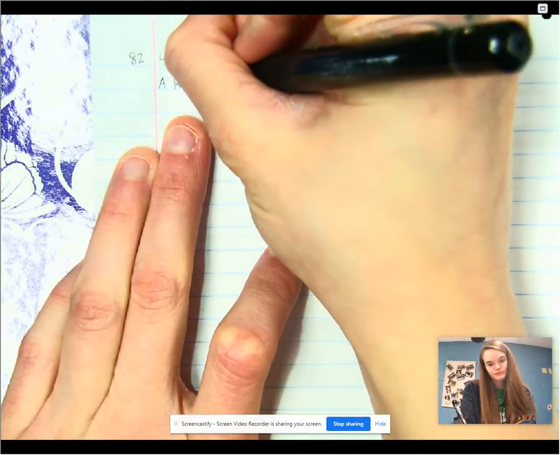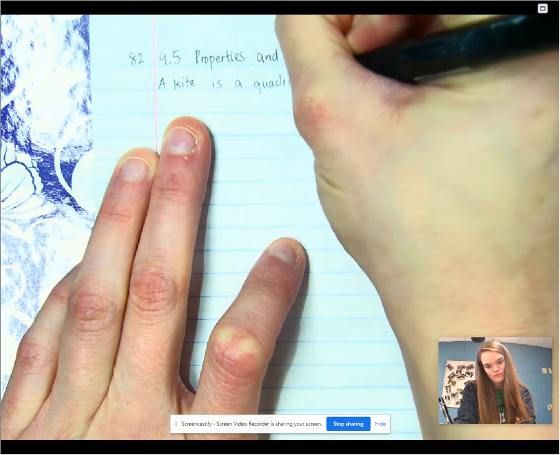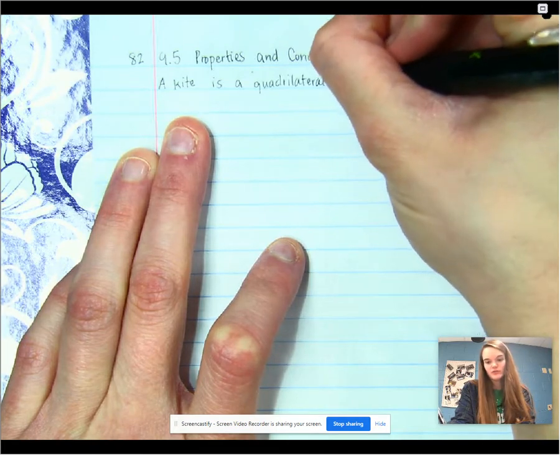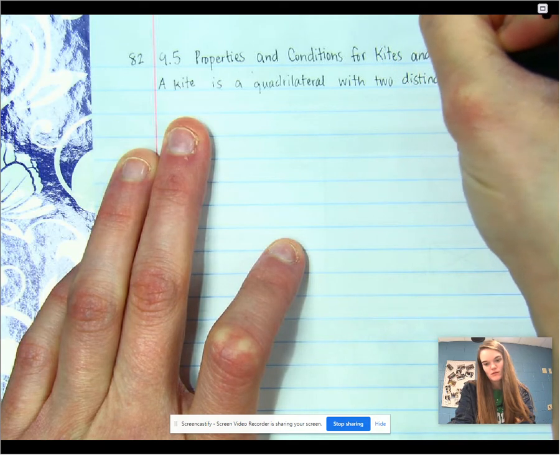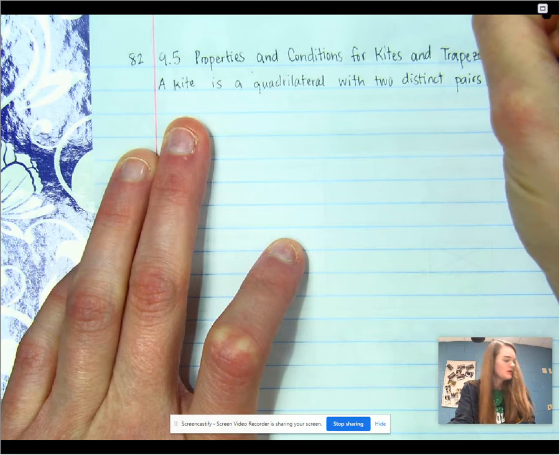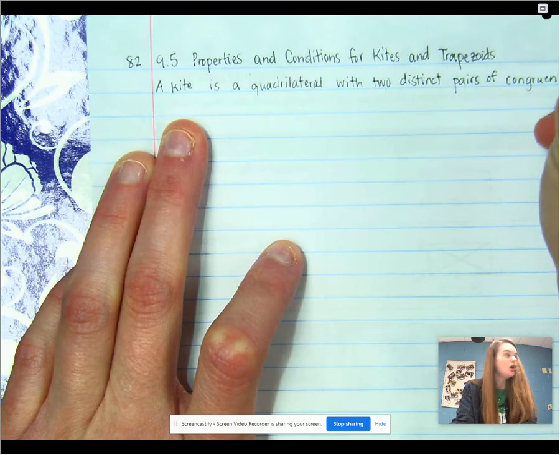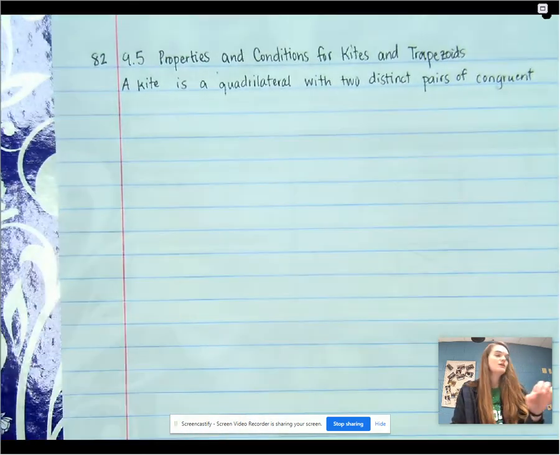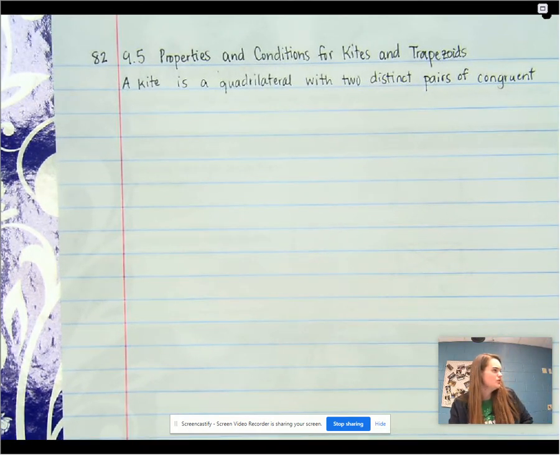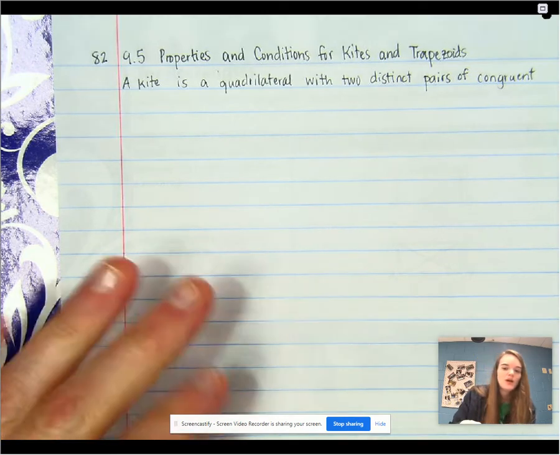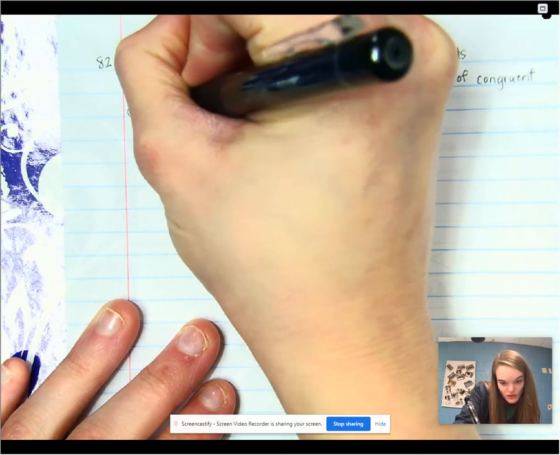is a quadrilateral with two distinct pairs of congruent consecutive sides. Distinct means all four are not congruent, meaning a kite cannot be a rhombus. They don't go together. Two distinct pairs. Of congruent consecutive, meaning one right after the other. They are touching sides.